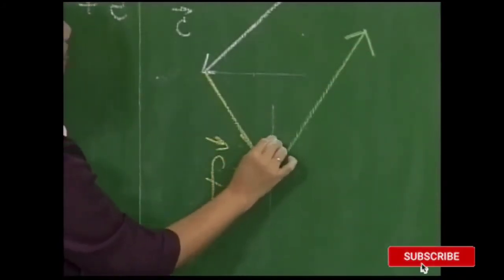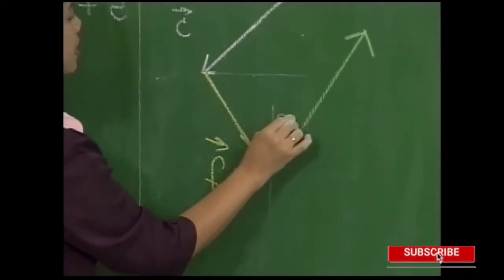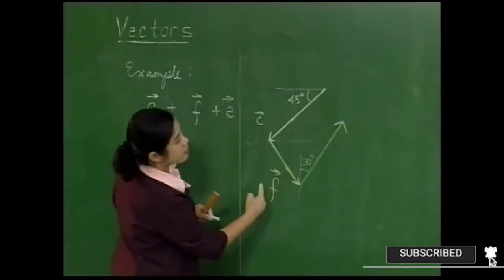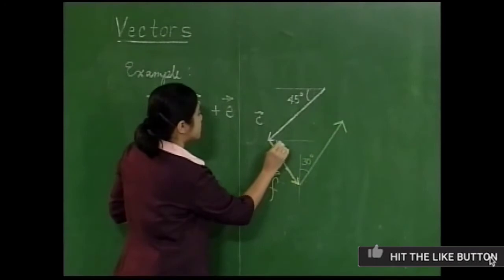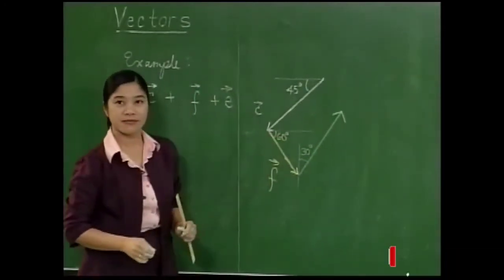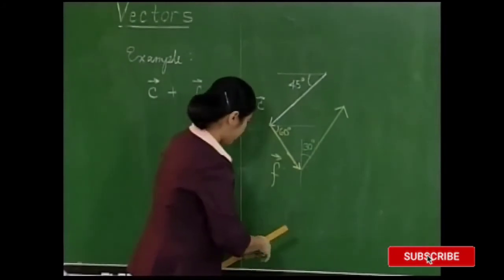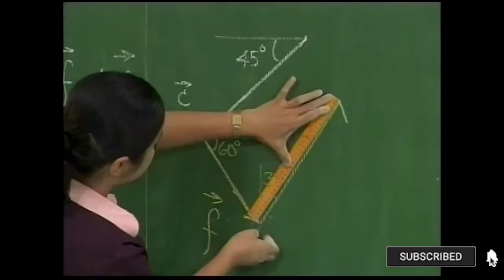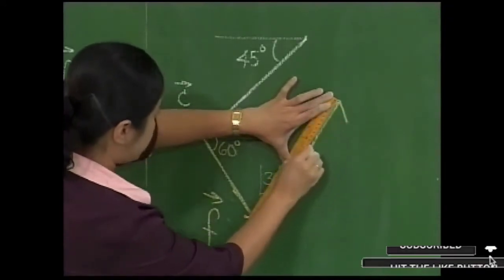So this is 30 degrees, while vector F, this is 60 degrees. Okay? So, I hope that's clear. Let me just make sure this is clear.